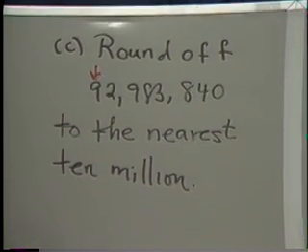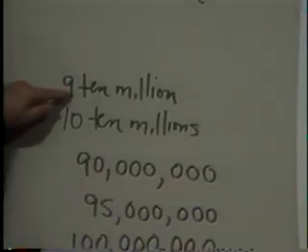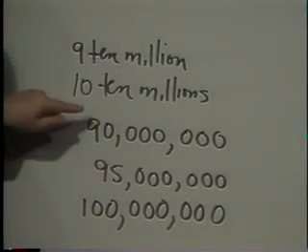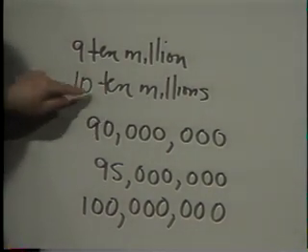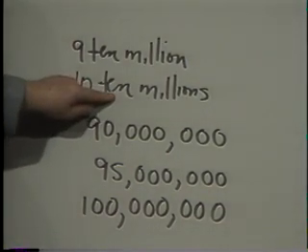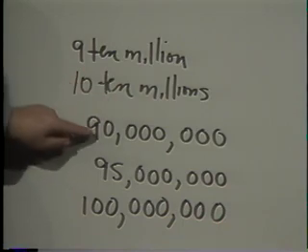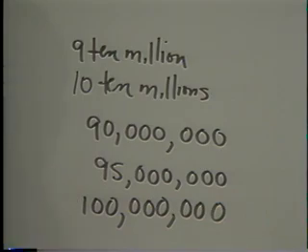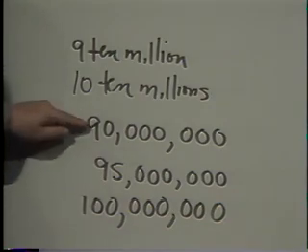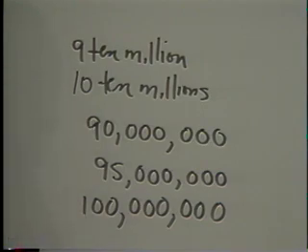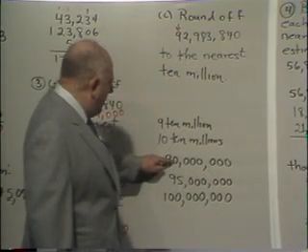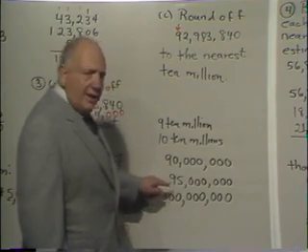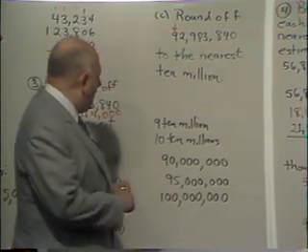See, 9 10 millions is 90 million. Why is that? 9 tens are 90. 10 10 millions are 100 million. You see, in place value notation, 9 10 millions would be called 90 million, and 10 10 millions would be called 100 million. But when you're counting by 10 millions, there's nothing between 90 million and 100 million. And what number is halfway between 90 and 100? It's 95. So this number here is the halfway point.